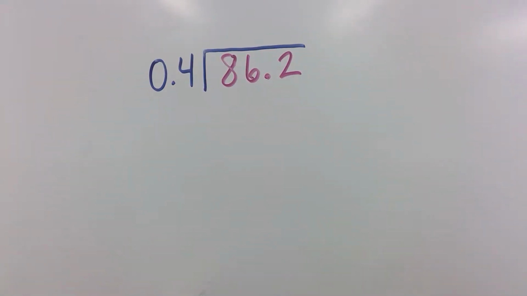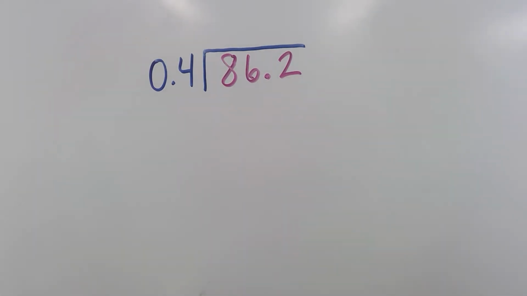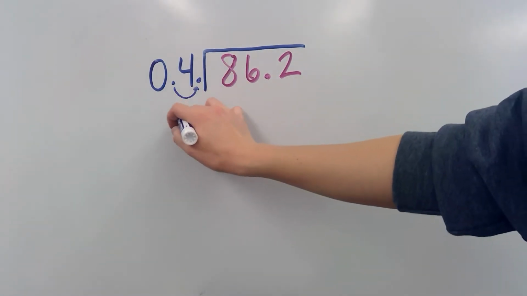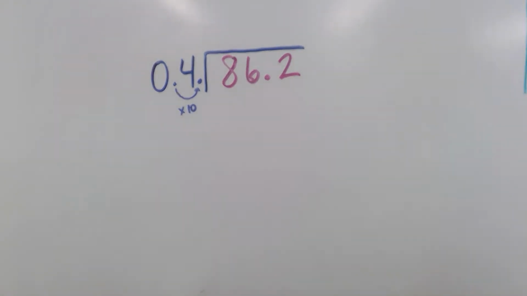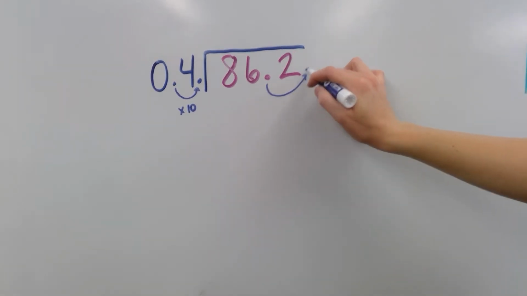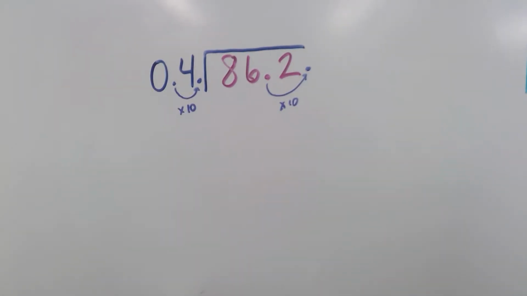Now let's talk about what to do if I have a decimal in the dividend and the divisor both. Well, we can still do our regular division, but first we need to make this into a whole number 4. So I can make this a whole number 4 by shifting the decimal one place value by multiplying by 10. But in order to keep my problem equal, I have to also shift the decimal in the divisor once, by a power of 10.